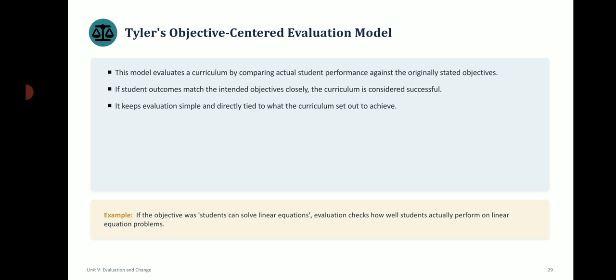So Taylor's objective centered evaluation model. We know that Taylor has given many things. Now Taylor's objective centered evaluation model, that is Ralph Tyler's goal attainment model, or sometimes called the objective center model. Another name for the objective centered evaluation model is the goal attainment model. Listen carefully. Another name for the objective centered evaluation model is the attainment model.